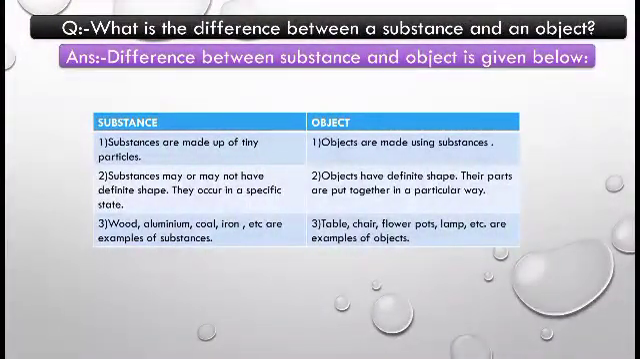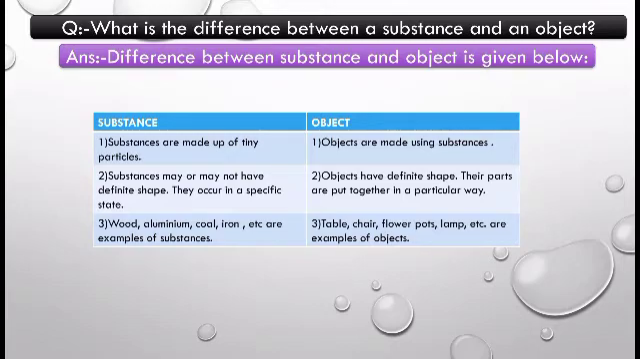What is the difference between a substance and an object? Let's see the difference. Substances are made up of fine, tiny particles. On the other hand, objects are made using these substances. That is, different objects have been made. The next point is that substances may or may not have a definite shape. They occur in a specific state. That means substances do not have a definite shape. They can be molded into different shapes.